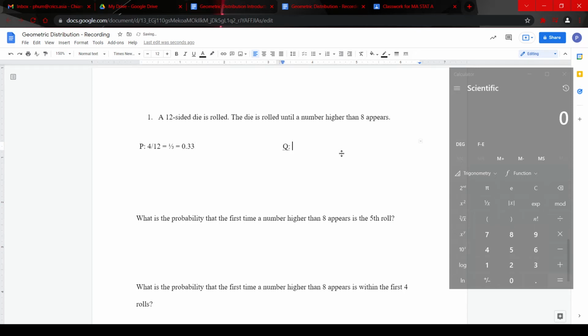Q on the other side would be the opposite of that. So 1 minus 0.33 equals 0.67. You could also do 8 divided by 12, which is 2/3, which is also 0.67. So either way, Q would be equal to 0.67.